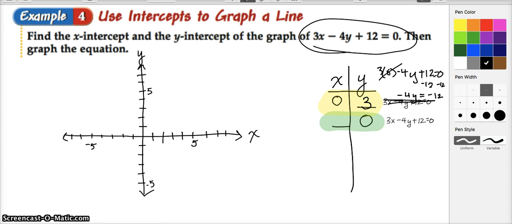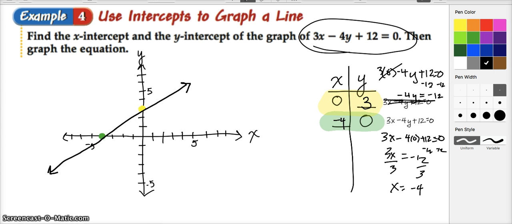Let's do the x-intercept similarly. I plug in 0, and now I'm going to solve for x. 3x is equal to, move this 12 over to the other side, -12. Therefore, x is equal to -4. I now have my 2 points. I'm going to plot them and draw my line. And here's our answer.